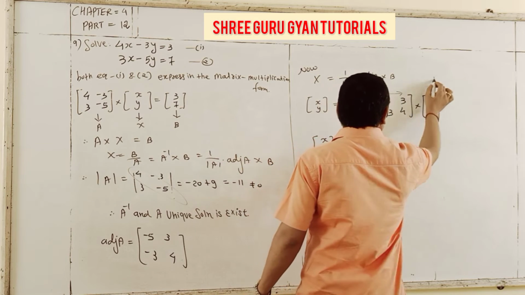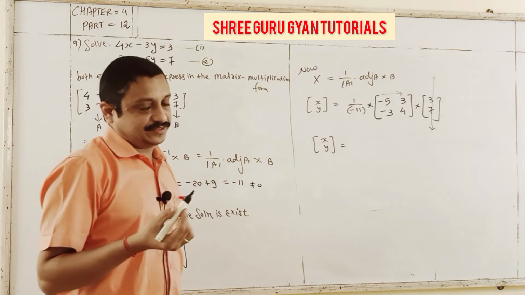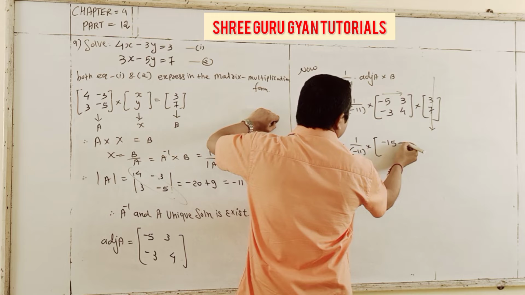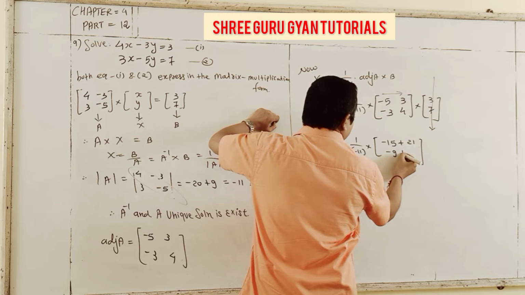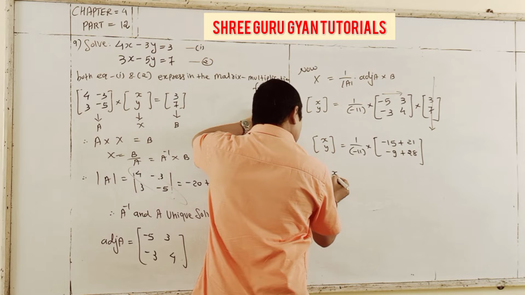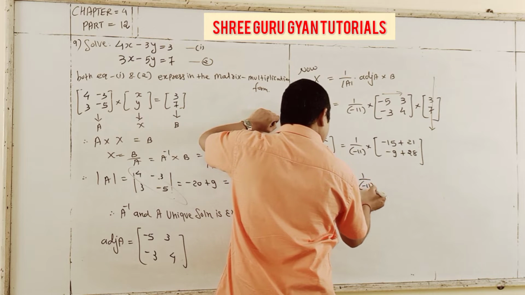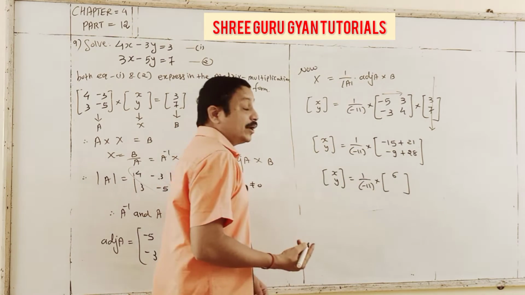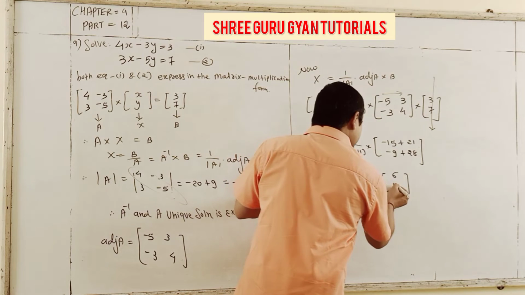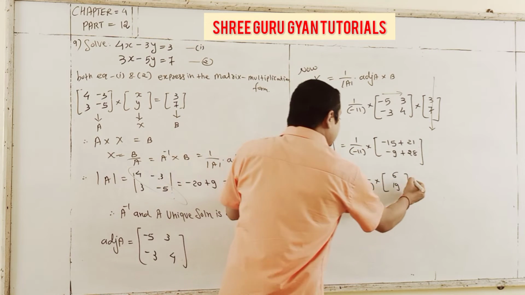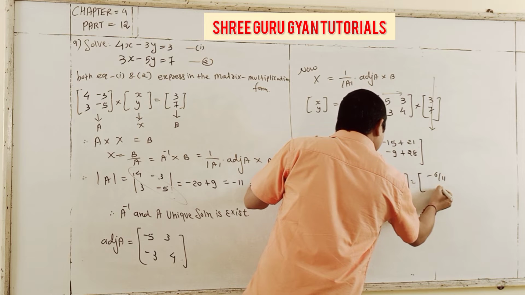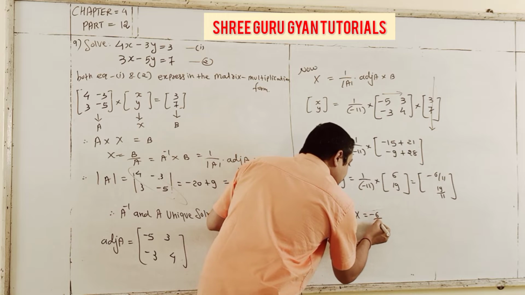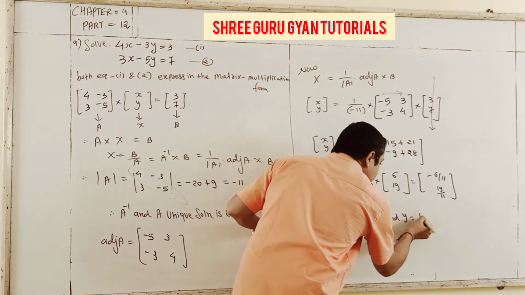So students, row to column, you can show your entry. My answer is 1 by minus 11 times minus 15 plus 7 times 3 is 21, minus 9, and 7 times 4 is 28. So x, y: here 21 minus 15 is 6, and here 28 minus 9 is 19. So the final answer is minus 6 by 11 and 19 by 11. So I will write my answer as the solution. X is minus 6 by 11 and y is 19 by 11.